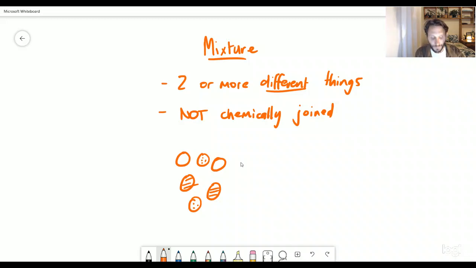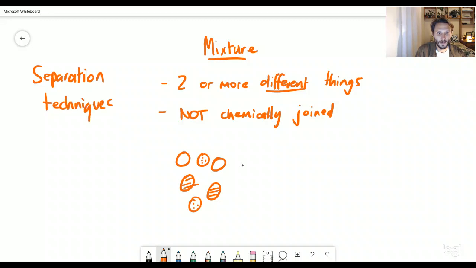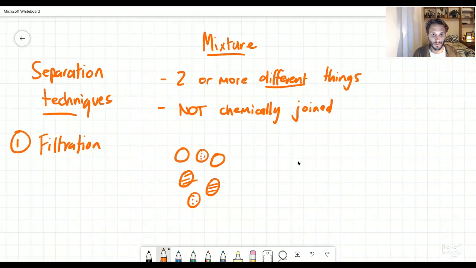So in this topic and this screencast, we're going to be figuring out how do we separate this mixture, for example, using separation techniques. And there's a few separation techniques we're going to go through, and the first one we're going to be talking about is filtration. Great, let's get straight into it. Let's go a little bit further down.